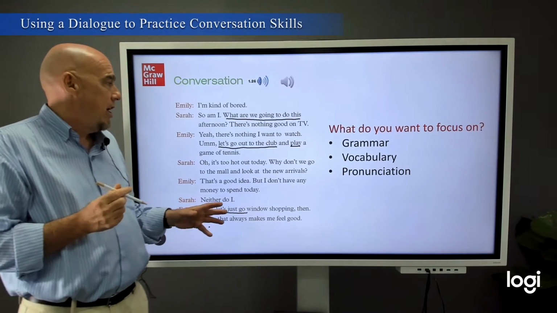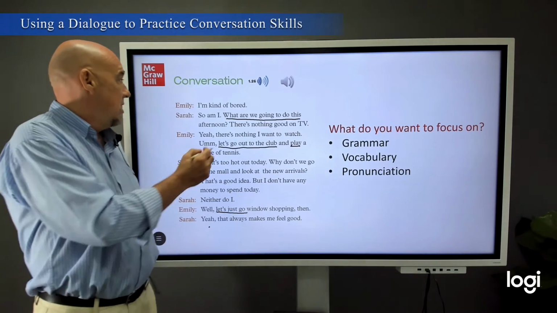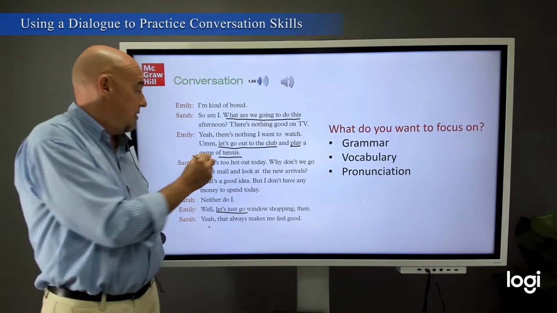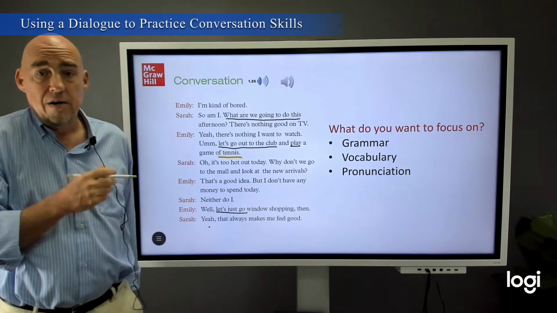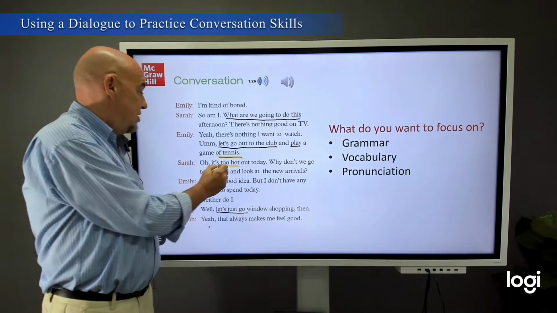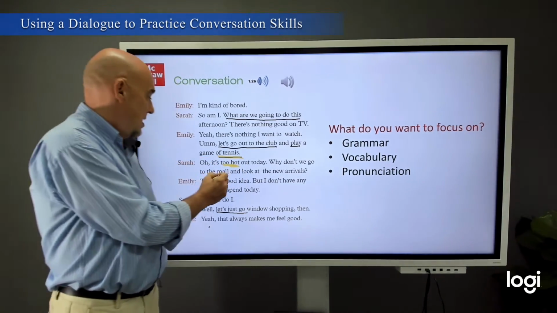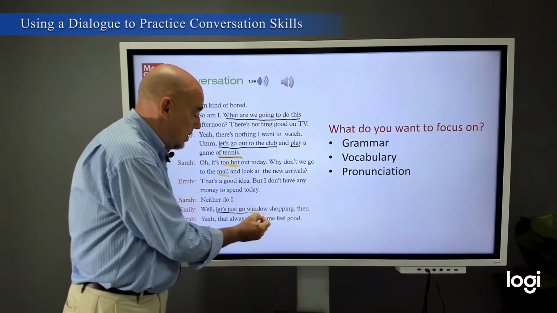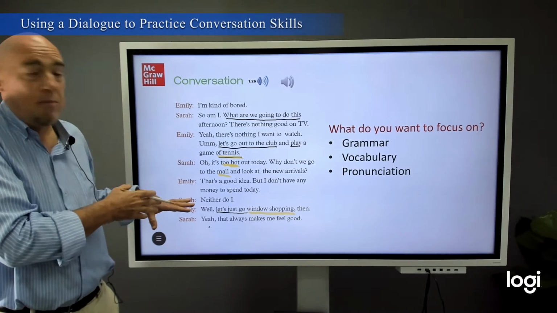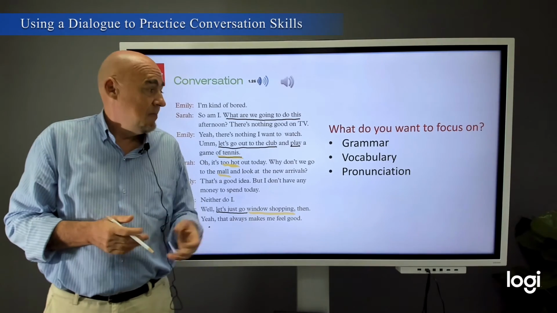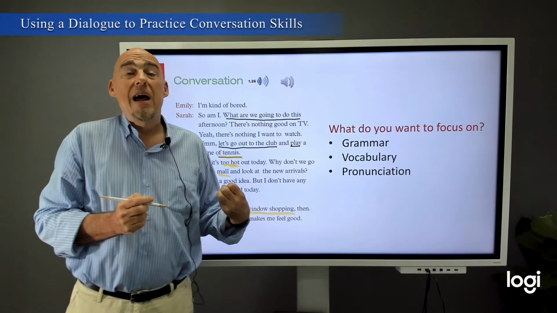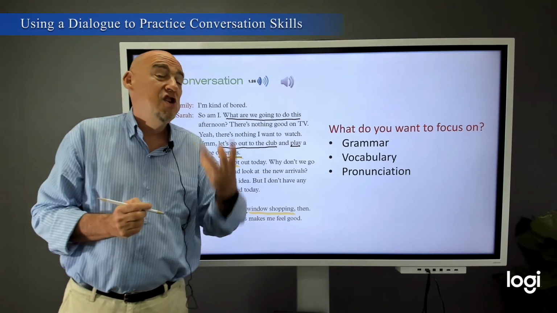So what kind of vocabulary now do I want to focus on? All right, I want to focus on tennis, or I could be talking about other kinds of sports as well. I want to focus on temperature. It's too hot. Mall, and then I'm going to also look at the word window shopping. So these are the main grammar points and vocabulary points I'm going to be focusing on. And then I'm also going to be listening to rhythm as well as the individual sounds.